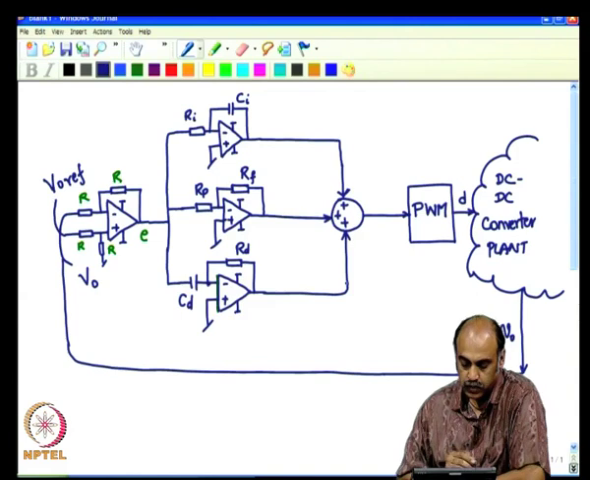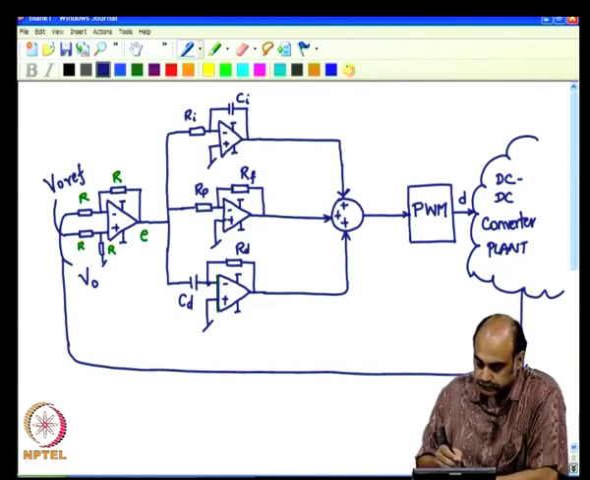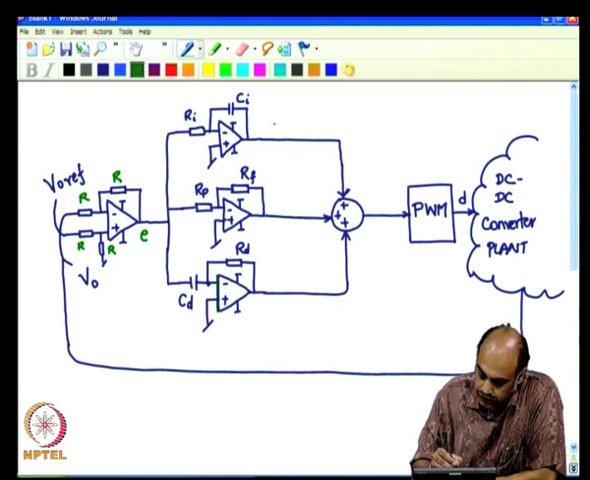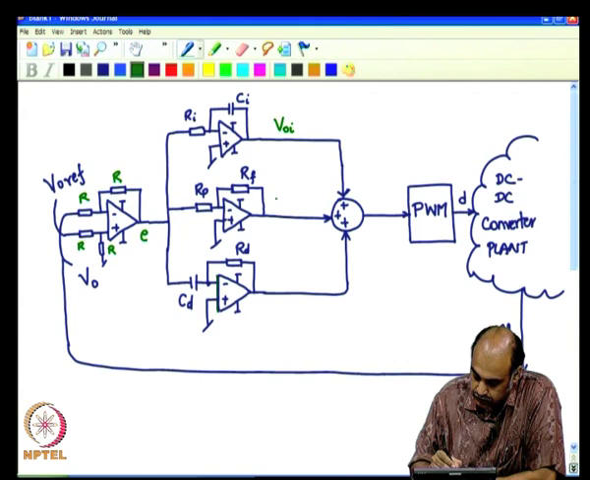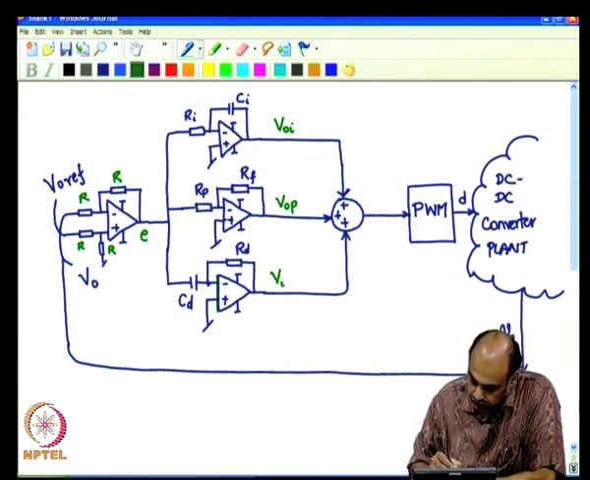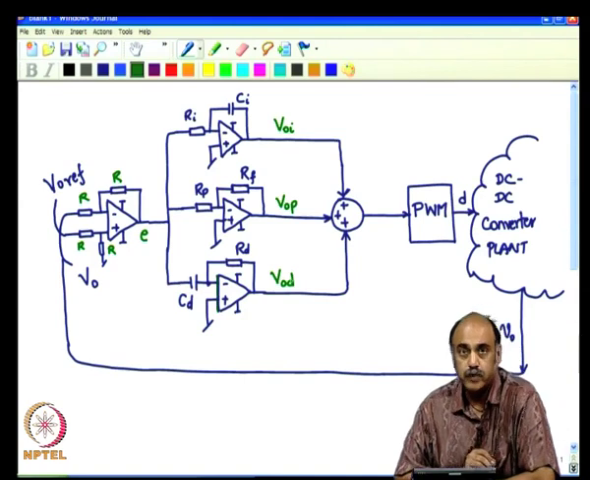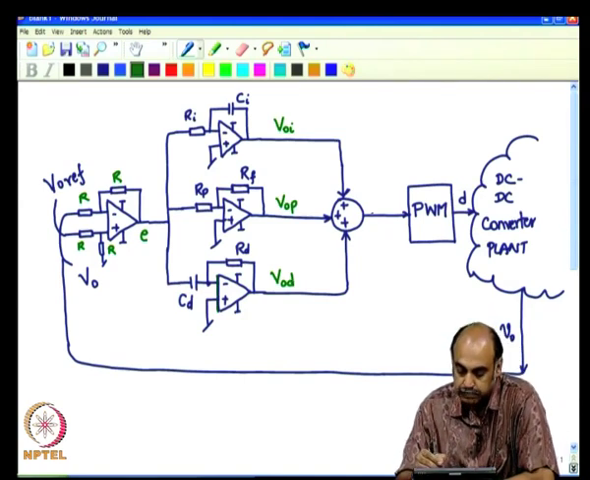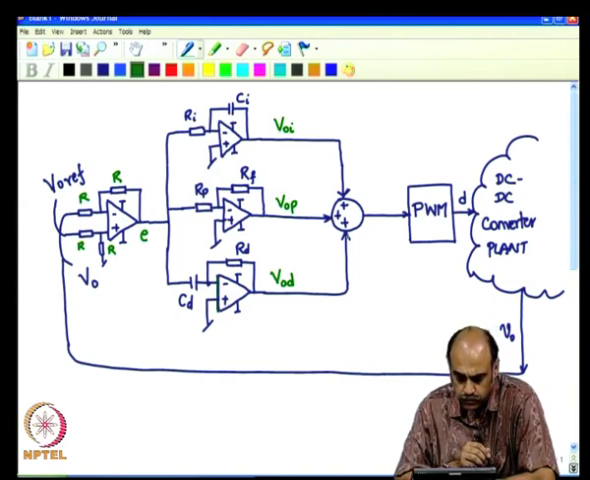Yeah. So, you have the outputs from the integrator, from the proportional part and the derivative part. Outputs of all these need to be summed up. So, let us do that summing again using one more op amp.